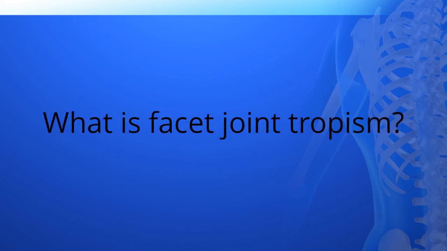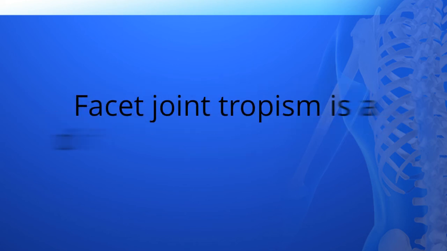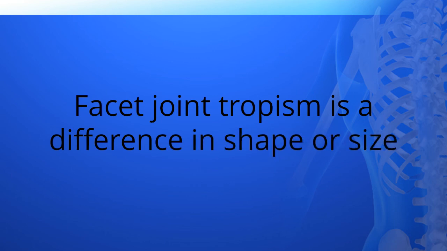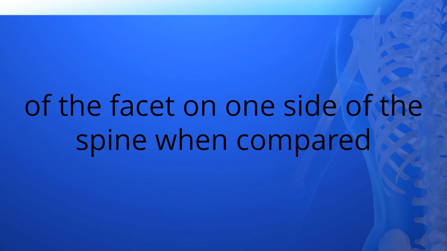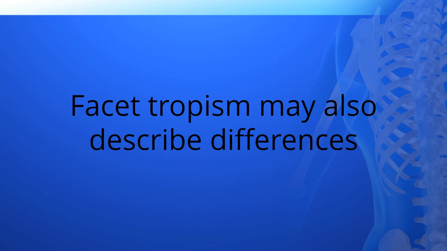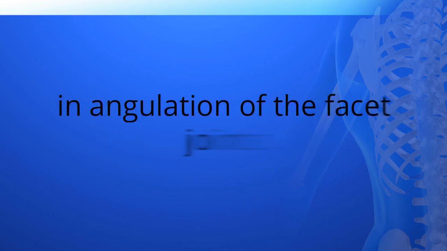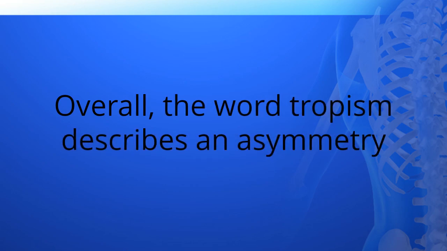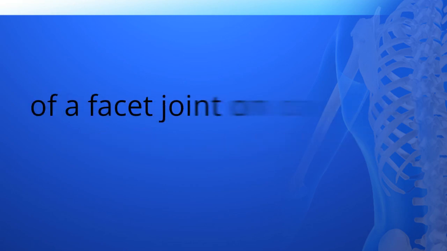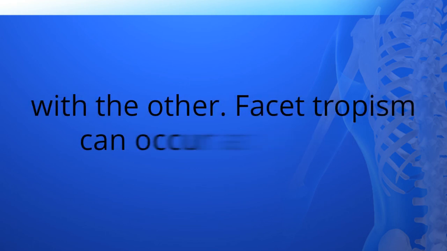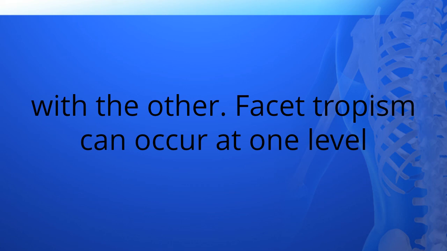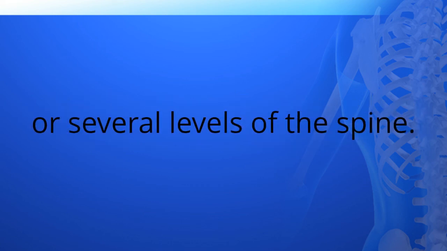What is facet joint tropism? Facet joint tropism is a difference in shape or size of the facet on one side of the spine when compared with that on the other side. Facet tropism may also describe differences in angulation of the facet joints. Overall, the word tropism describes an asymmetry of a facet joint on one side of the spine compared with the other. Facet tropism can occur at one level or several levels of the spine.